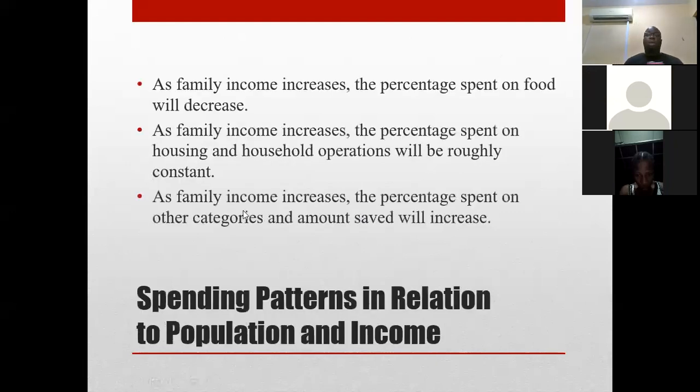So let's look at spending pattern in relation to population and income. Remember we said spending pattern. So there's a law, I'm going to put it in the charts now. There's a set of laws called Engel's laws. And we have those laws displayed on the screen here.